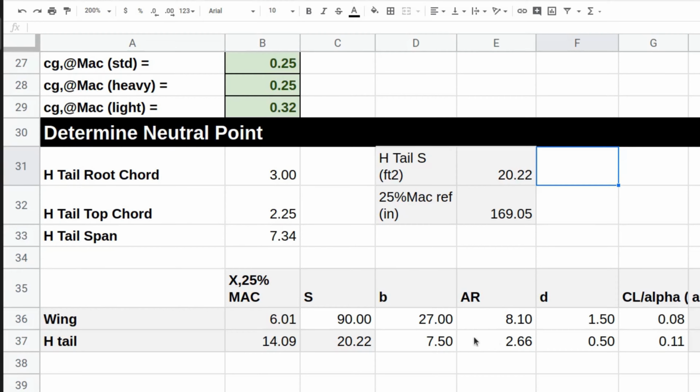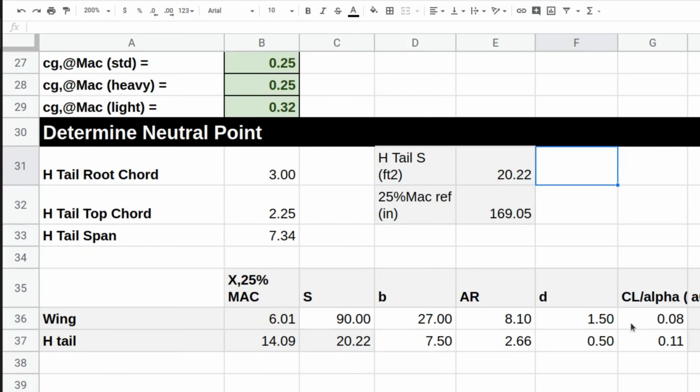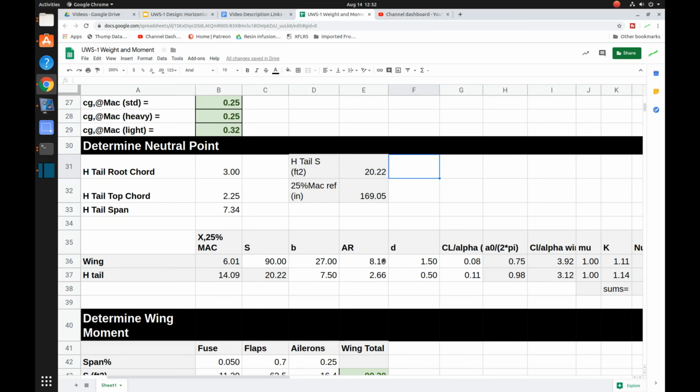Now if you remember again from the neutral point calculations, we need to know the width of the fuselage so we can do some correction factors for that. This is the slope of the coefficient of lift versus angle of attack. Now it's based on the airfoil, and I'll get into that a little bit more in the next video, but the horizontal tail slope is a little bit higher than the wing. This lift slope number only takes into account the two-dimensional lift slope of the airfoil. It doesn't take into account the aspect ratio. That's taken care of in the calculation later. So those are all input numbers. The rest of these are calculations.